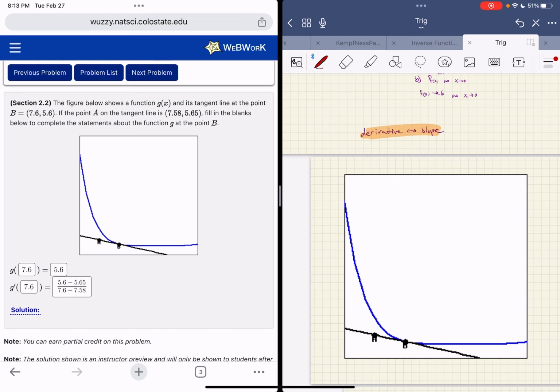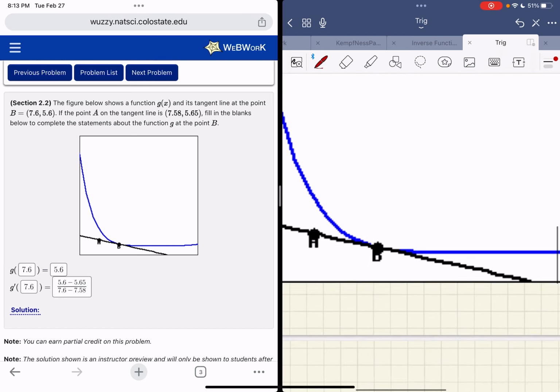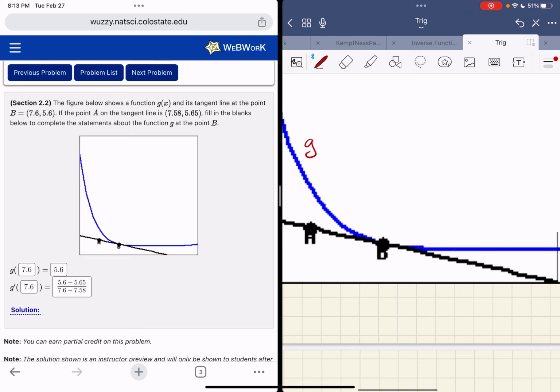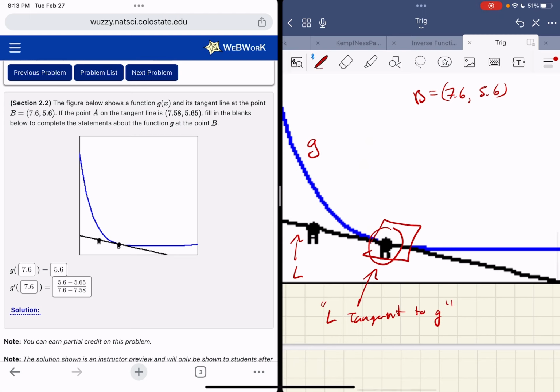So we have a function. Its name is g. And we have a line, which I'll just call L. What's special is that they're tangent at the spot B, and the problem says B is equal to 7.6 comma 5.6. So what it means for L to be tangent to g means the more you zoom in, the more they look the same, okay?